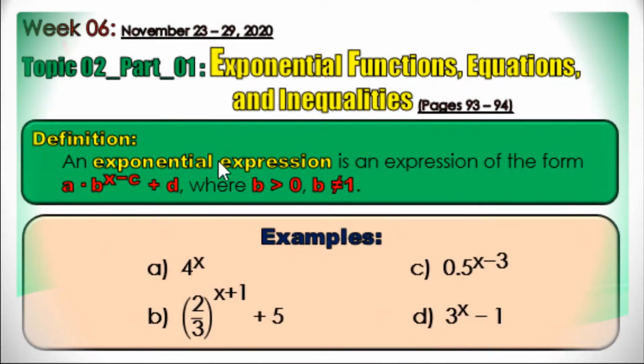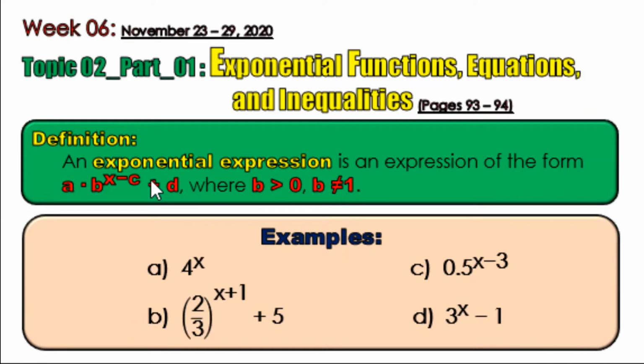So let us start with the definition of exponential expression. An exponential expression is an expression of the form a times b raised to x minus c plus d, where b is greater than 0 but b is not equal to 1. So some of the examples of exponential expression, we have 4 raised to x, 2/3 raised to x plus 1 plus 5, 0.5 raised to x minus 3, 3 raised to x minus 1.